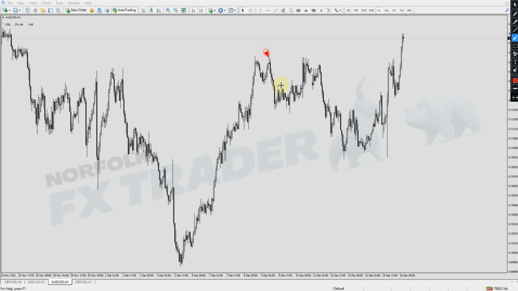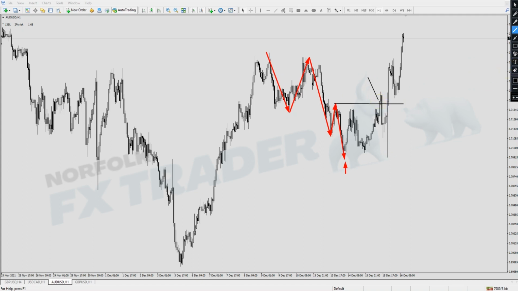We see price making new lower lows and lower highs. Now, this is our last low in the market. What we're looking for is price to break this area of market structure, and that doesn't happen until we see this bullish candle right here breaking up.